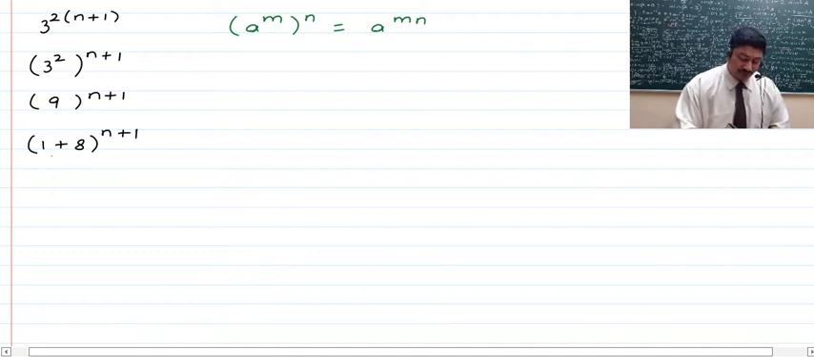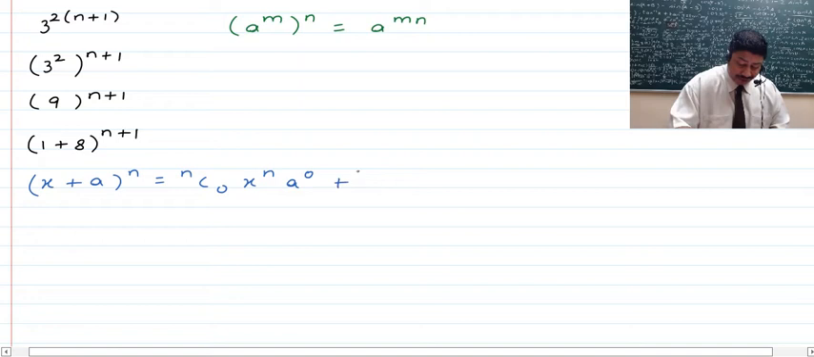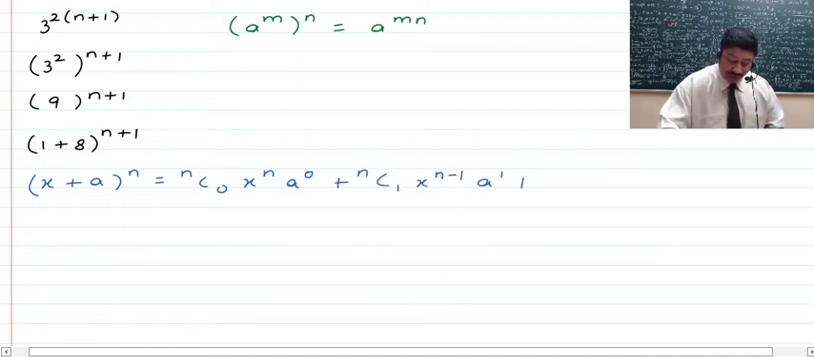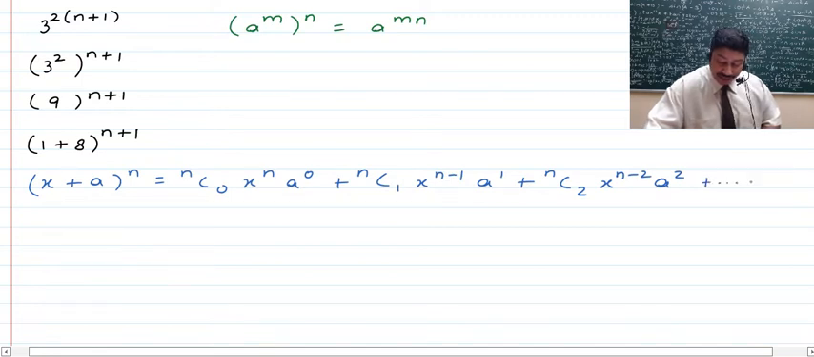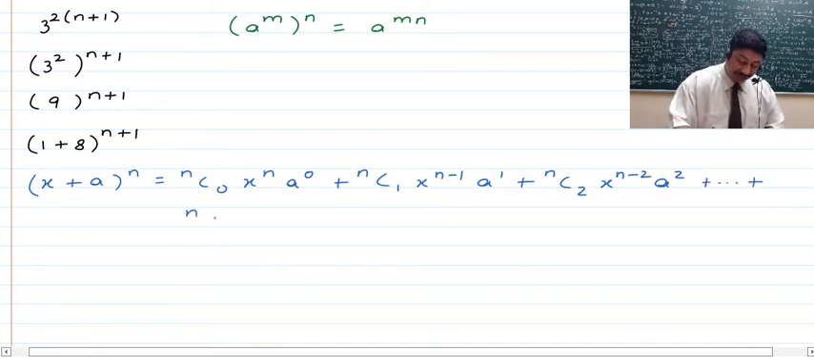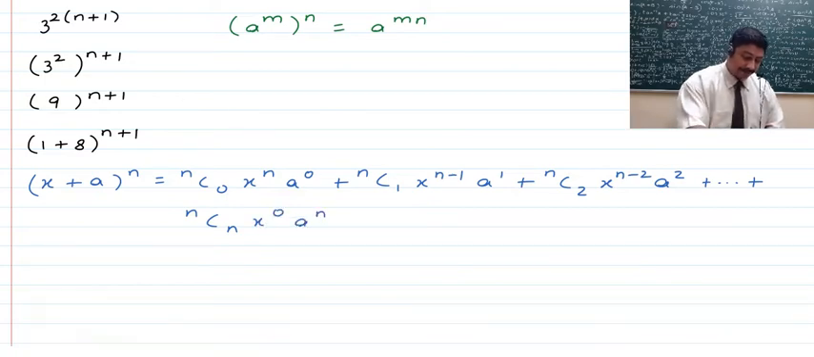So next now children, we talk about the binomial expansion of x plus a raised to the power n, and that will become equal to nC0 x raised to the power n a raised to the power 0, plus nC1 x raised to the power n minus 1 a raised to the power 1, plus nC2 x raised to the power n minus 2 a square, and all of that is going to continue up to the last term, which is nCn x raised to the power 0 a raised to the power n.